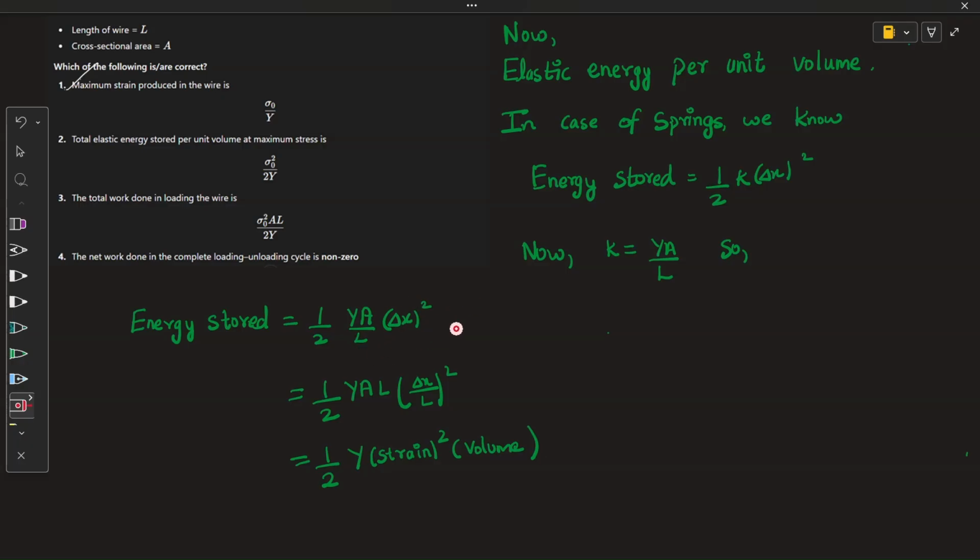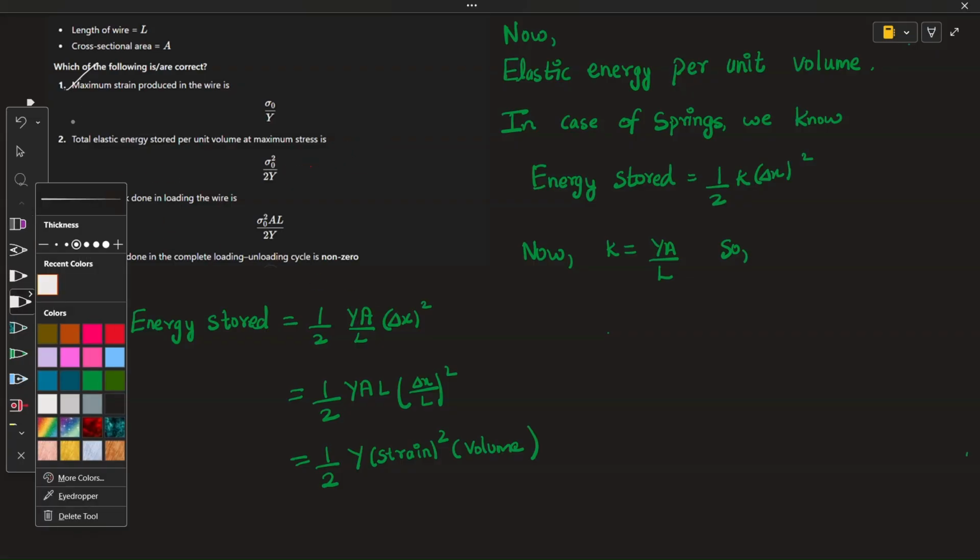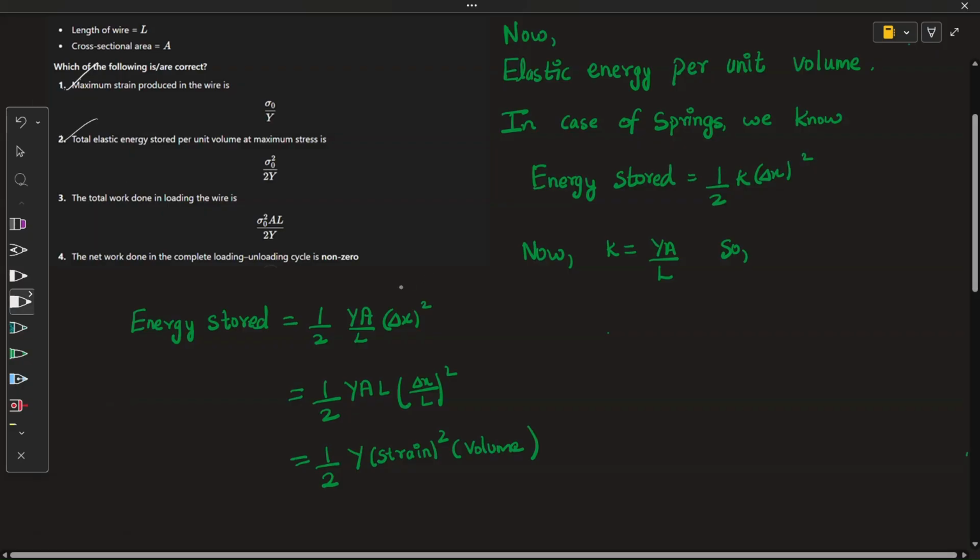So if you see, delta L and L is there. So let's multiply and divide by L. So multiplied L is here and divided L is here. So half YAL into delta x by L the whole square. What's this? This is strain, right? So strain. And this is volume. So half into Y into strain square into volume. So if you replace Y with stress by strain, it's okay. So that's it. The total elastic energy stored per unit volume at maximum stress is this, correct. So second option is also correct.